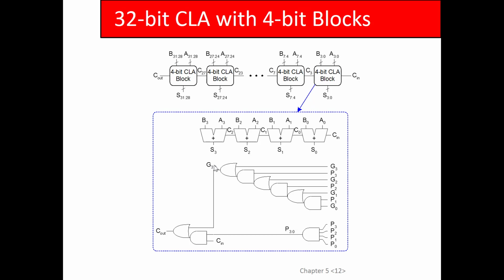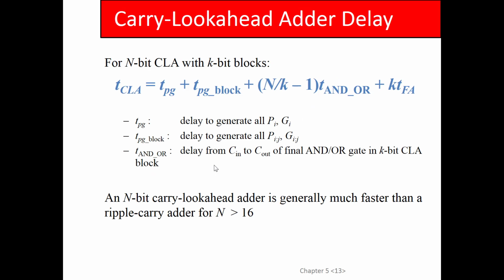So the advantage of this is that the delay is in terms of the number of groups as opposed to the number of bits, which is shown here. N is the number of bits, K is the number of bits per group, N divided by K is the number of groups. So the delay is going to scale still with N, but it's going to scale a little bit better because you're dividing N by K. Everyone with me? Okay.